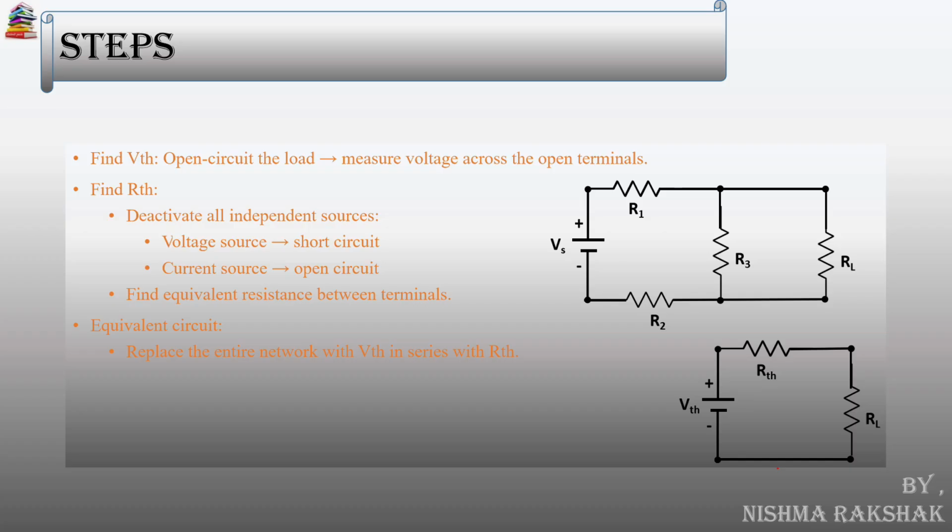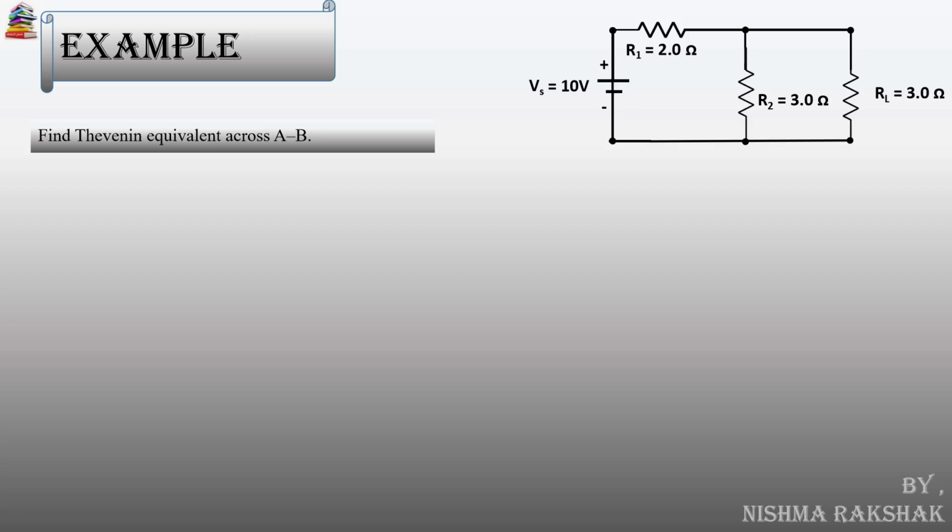Let's solve a simple example to understand how Thevenin's theorem works in practice. In this circuit, we have a 10 volt voltage source connected to two resistors, R1 equal to 2 ohms and R2 equal to 3 ohms, connected in series. The load resistor RL is connected across the 3 ohm resistor.